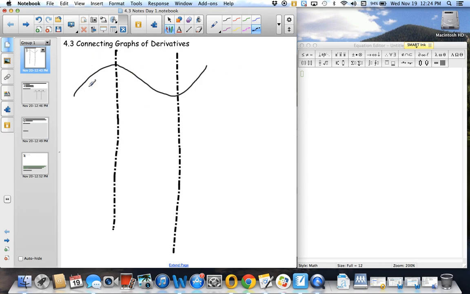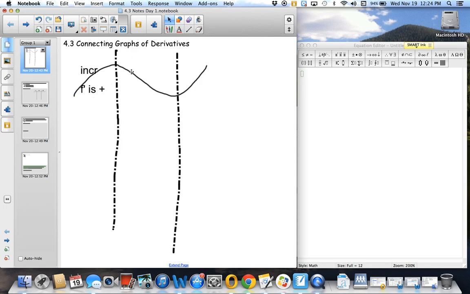What you know about this piece of the graph right here is that it's increasing. And when it's increasing, from our t-charts, don't we know that when the graph is increasing, our derivative is positive? All right, that's something we know about this piece of the graph right here. It's increasing, which means the derivative is positive.